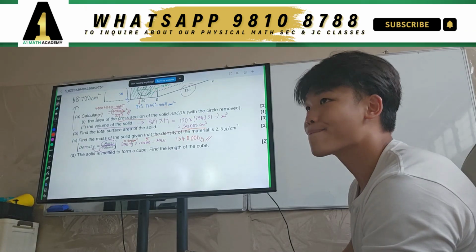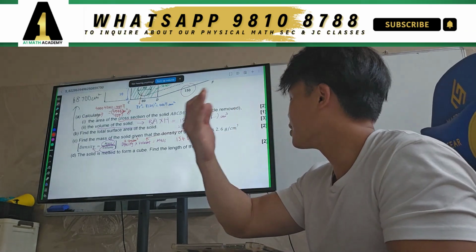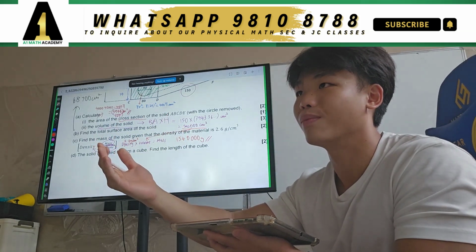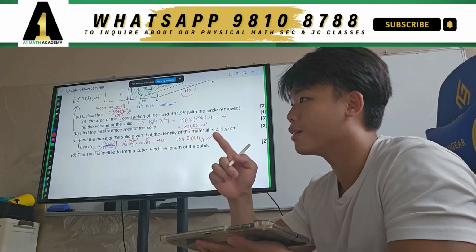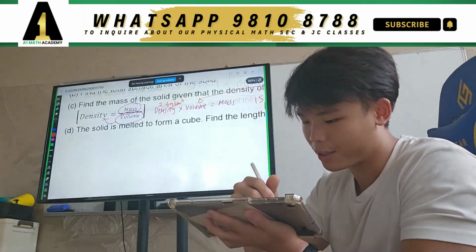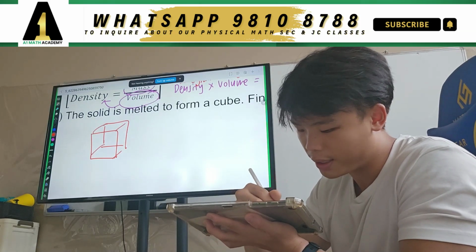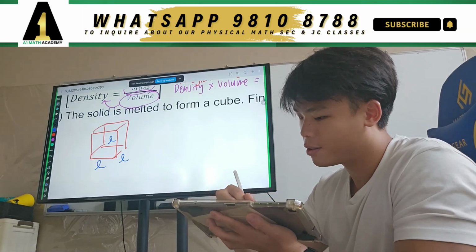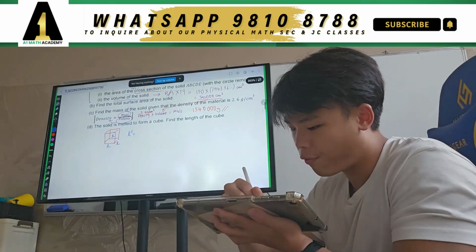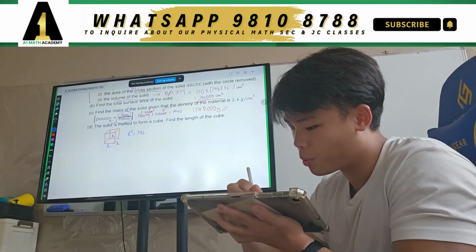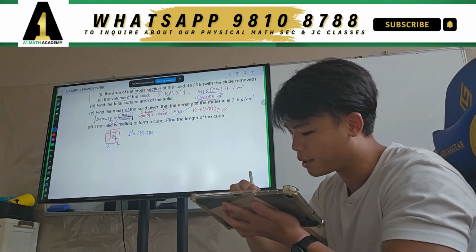Okay, D. Solid is melted to form a cube. What's the formula for cube volume? Length times length times length, right? Because for a cube like that, all the sides are the same. So this is length, length, length. What's the volume of the cube? It's the same volume, 592,000 dot dot dot. I mean, whatever you found earlier on. This value, you put inside here.